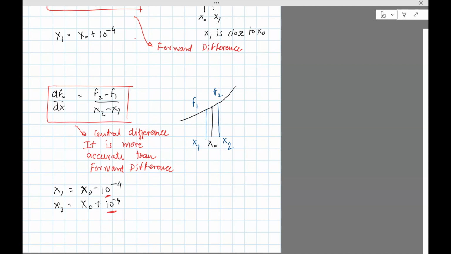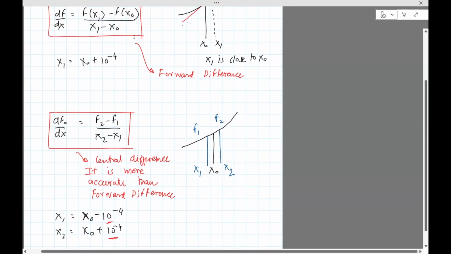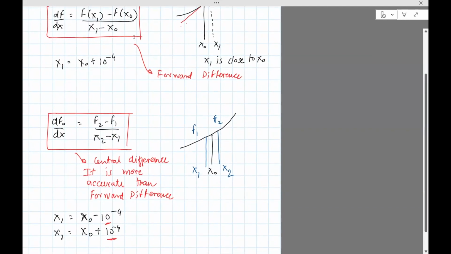You can't have a big value. Let's say you cannot put 0.1, because then that violates the definition of a derivative. It's basically the limit, right, as x2 minus x1 goes to 0. So you cannot just have too wide points like this. It doesn't make sense. 10 raised to negative 4.